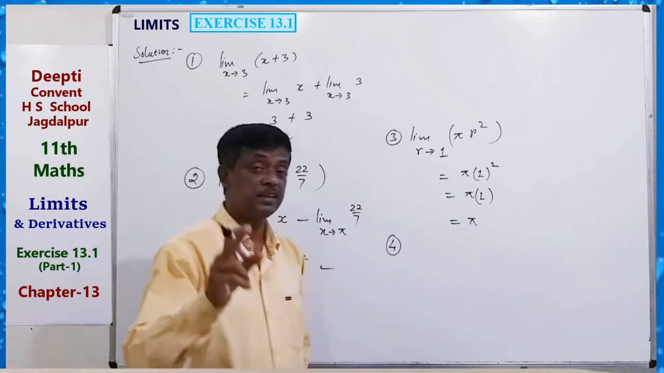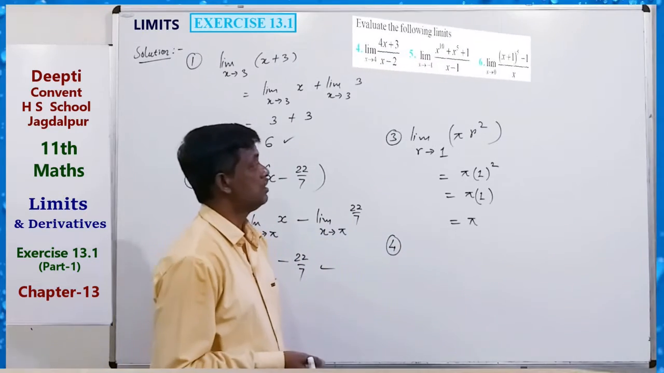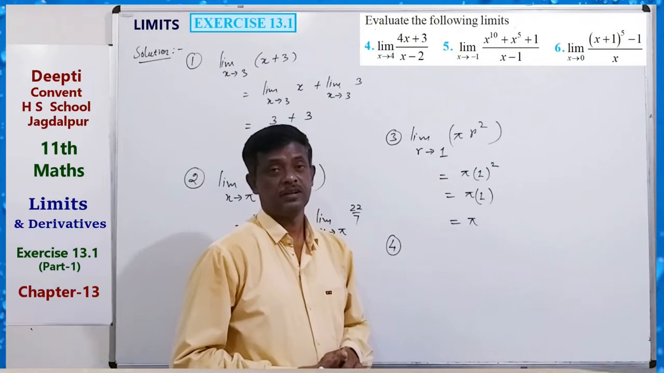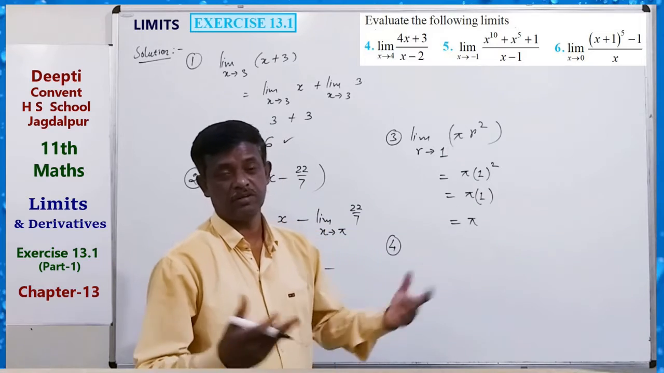The main thing here is the process. How can we find the limit? The process is to just put the value of r in this function. If we get a definite value, that will be the limit.